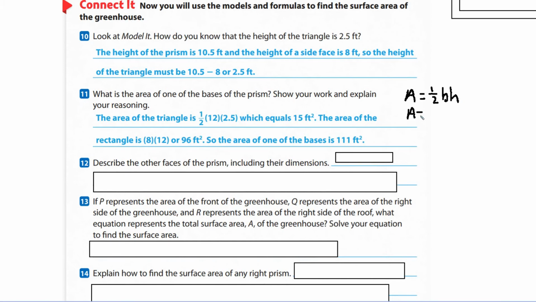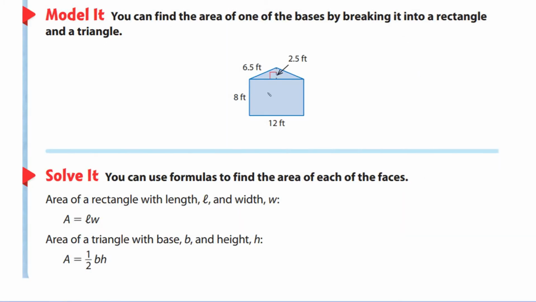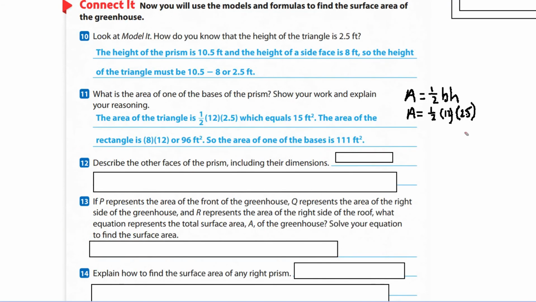So area is 1/2. The base is 12, and the height is 2.5. And we just went over why the height is 2.5, right? The base is 12, and the height is 2.5 for a triangle. So we use the formula. There it is. Okay, and then they multiply it.